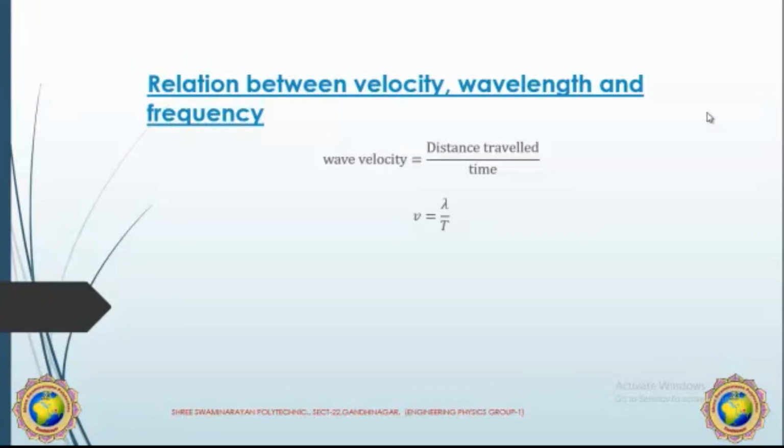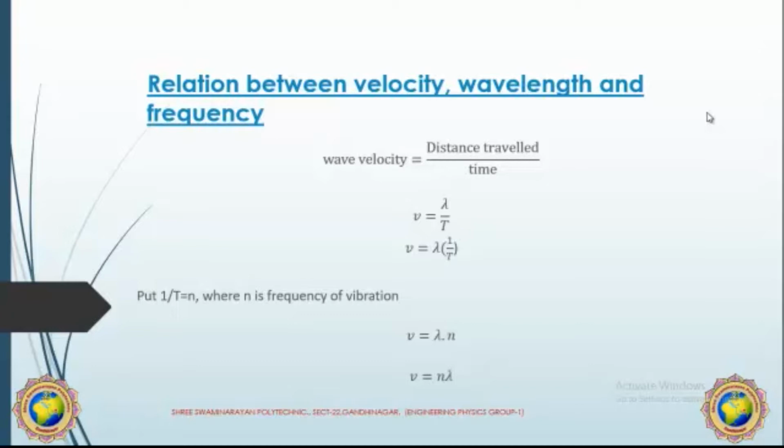Rearrange the equation: v is equal to lambda into 1 upon T. Here we put 1 upon T equal to n, where n is the frequency of vibrations. So now the equation becomes v is equal to lambda into n. Therefore v is equal to n lambda. This is the first question we have to write in our workbook.